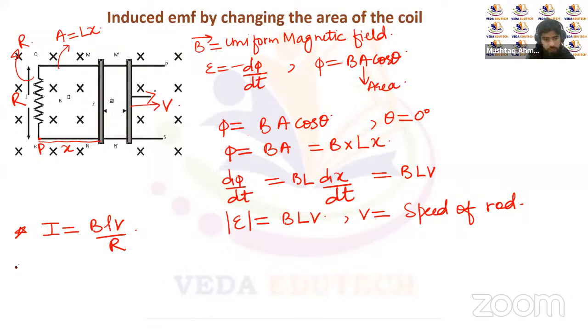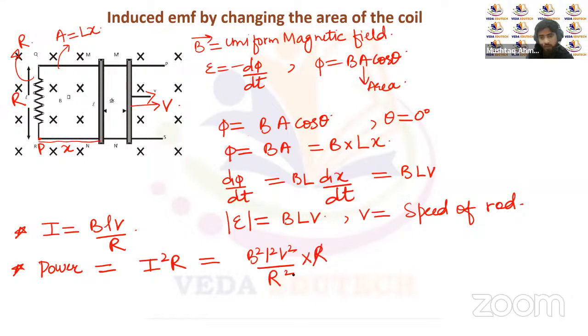And one more point is that the power or the energy dissipated through the circuit because of this resistance R will be given by power equal to I square multiplied by this resistance R. I is given as BLV upon R. We can write it as B square L square V square upon R square multiplied by this resistance R. The power dissipated will be equal to B square L square V square upon R. So this will be the power dissipated through this circuit.